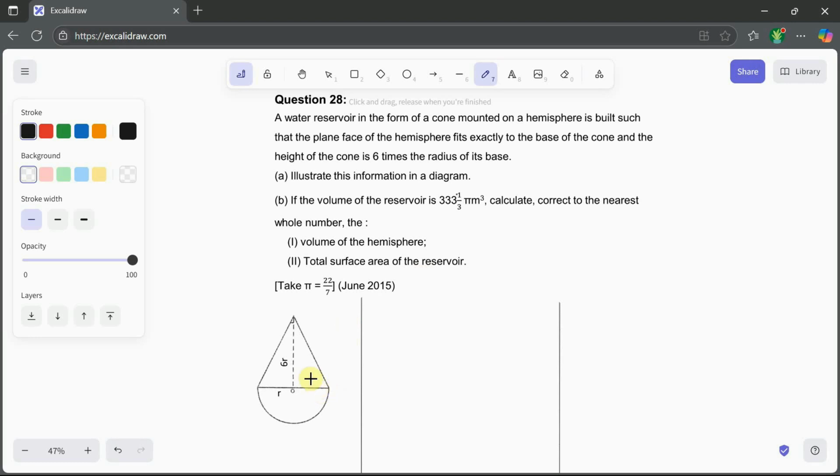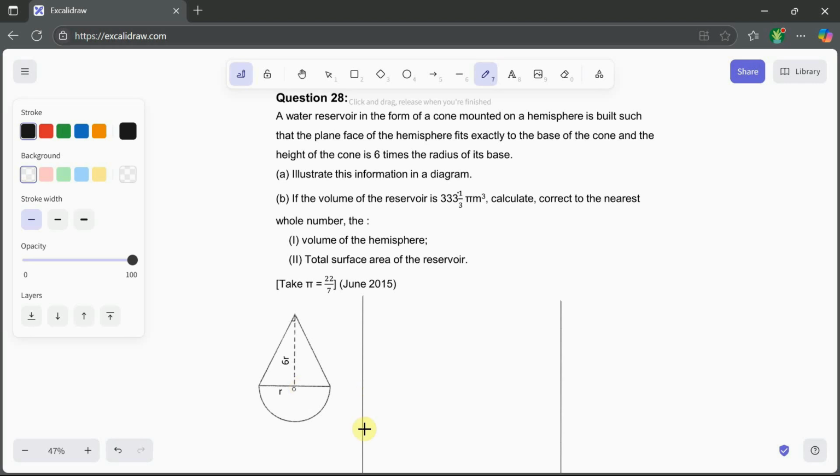So this is a diagram of what it is going to represent. It is not so new, right? The height of the cone is 6 times the radius. So this is the cone. You can see the height is 6r, and the radius of the base of the cone is also the same thing as the radius of the hemisphere. So we're good with this.